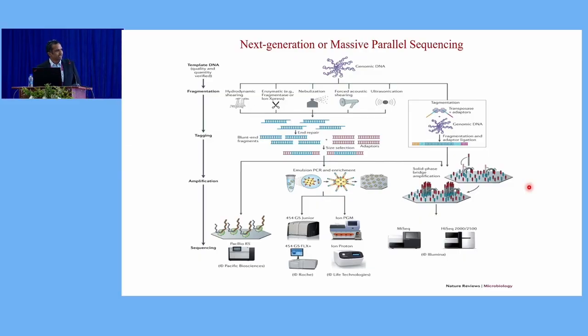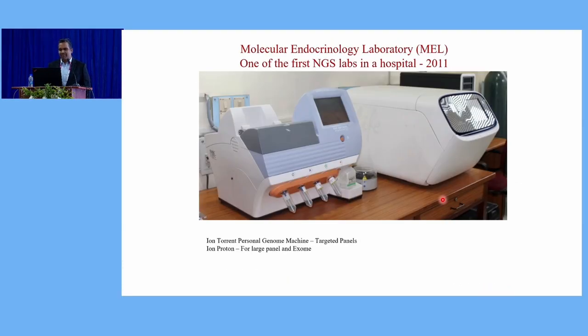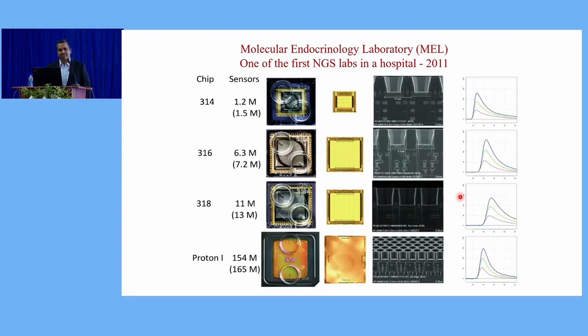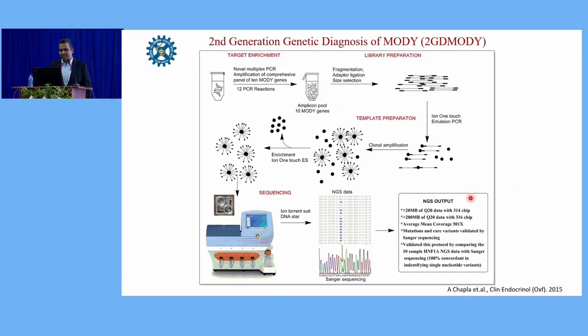there were a lot of improvements in next-gen sequencing technology, and benchtop sequencers were launched. We chose a semiconductor chip-based system, which is a massively parallel sequencing system. Next-gen sequencing is nothing but sequencing millions to billions of fragments in parallel. Therefore, you can sequence multiple genes and multiple samples together. Some systems use a glass slide, but we chose a chip-based system, and this was one of the first NGS labs in a hospital. In 2011, I'm not sure how many hospitals had this system, but we think that we are one of the first labs in a hospital to have this technology. It uses a semiconductor chip with 1.2 million wells to 154 million wells, and therefore you can sequence millions of these fragments.